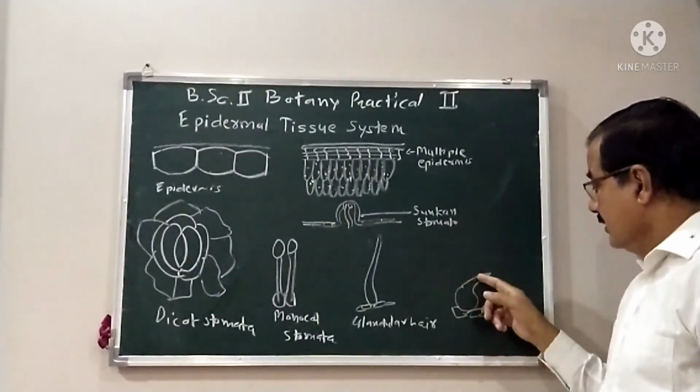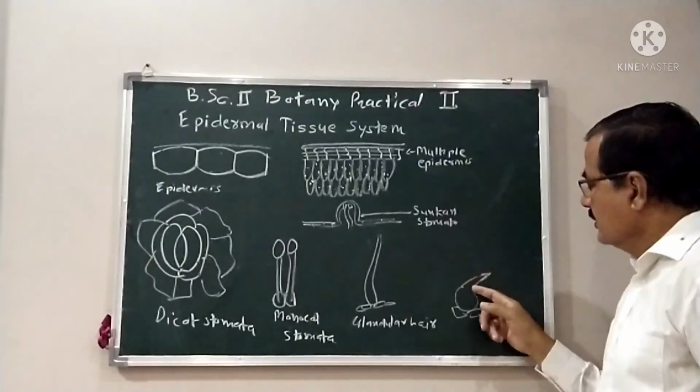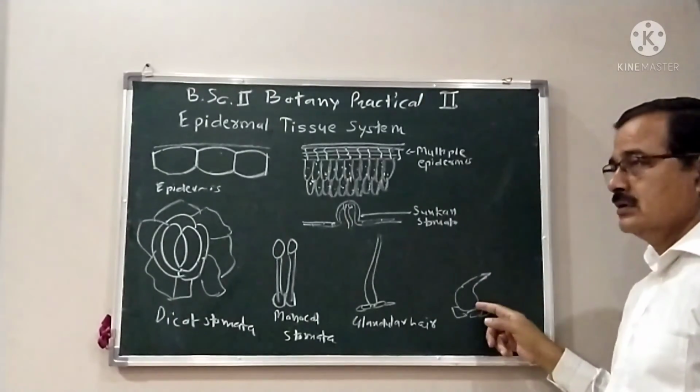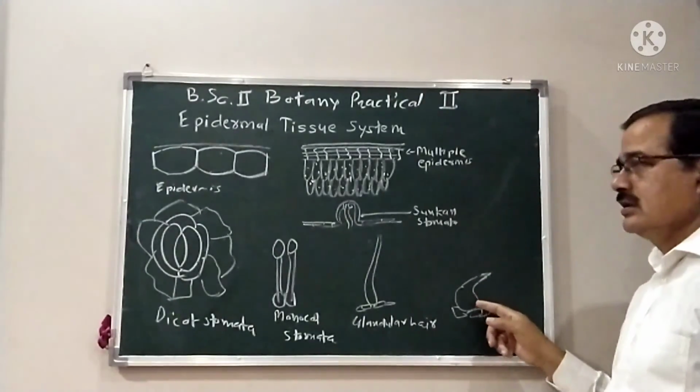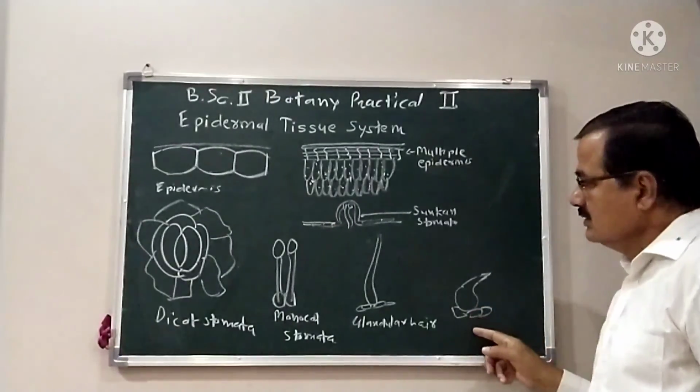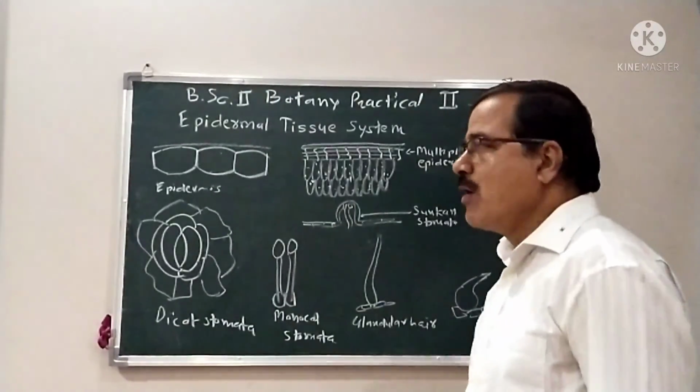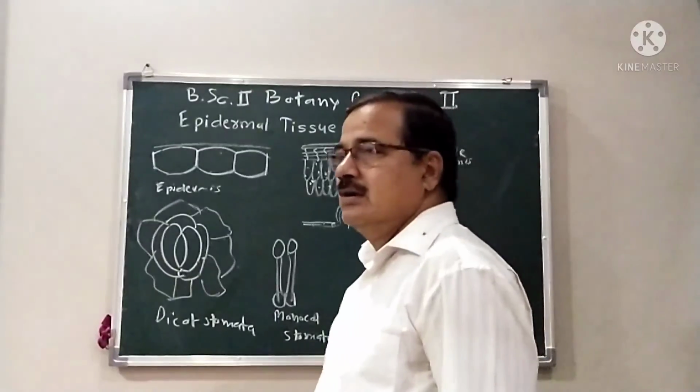Here, the epidermal outgrowth is curved. That is the spines, which are epidermal outgrowths found for protection. This is about the epidermal tissue system.